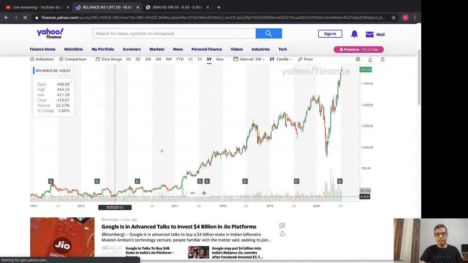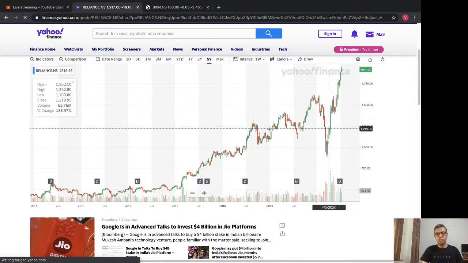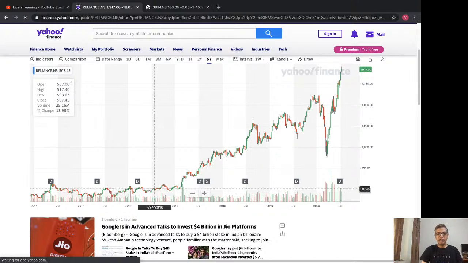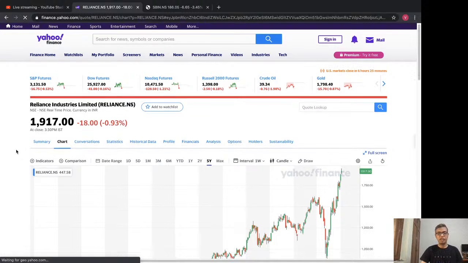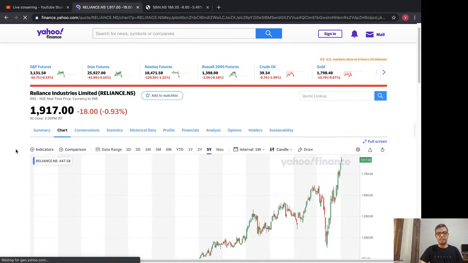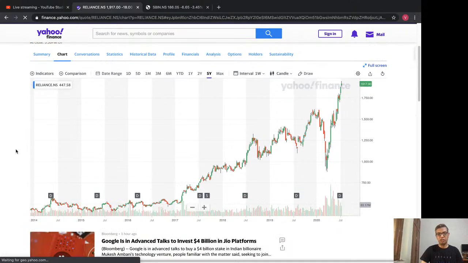Now, what we have is the price chart of our favorite Reliance Industries, which obviously is the number one stock today in our stock market. And obviously, we have the news that our Mukesh Ambani has moved on to the 6th position among the world's richest. So this is because of the stock that you are looking at right now.